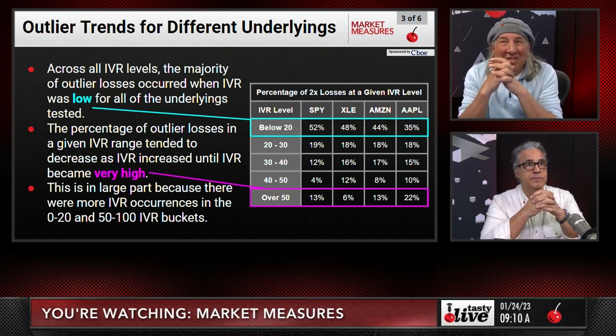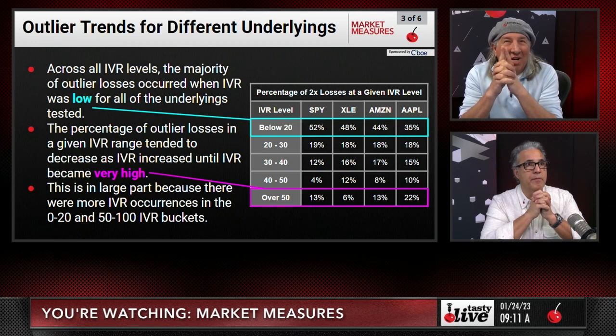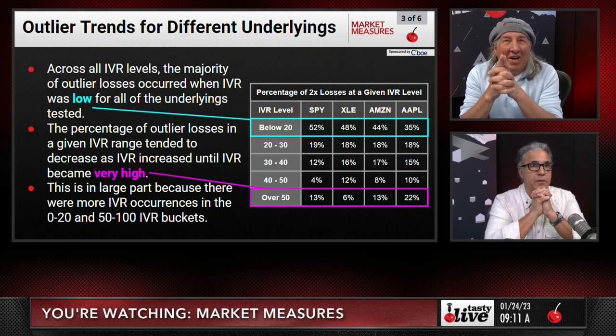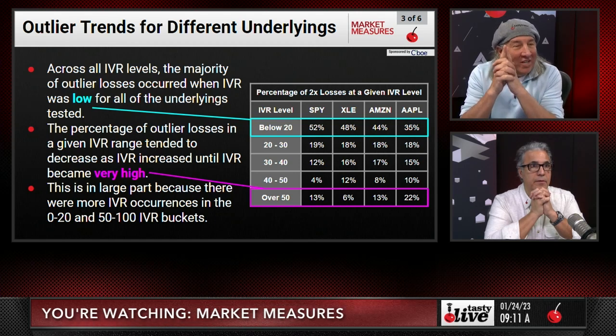So here's a really interesting thing. Across all IVR levels, the majority of outlier losses occurred when IVR was low, for all the underlyings we tested, SPY, XLE, Amazon, and Apple. The blue box, yeah. So the majority of outlier losses happen when IVR is low. Now, the majority of time IVR is low.